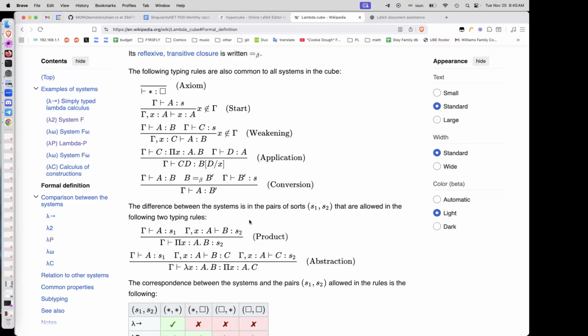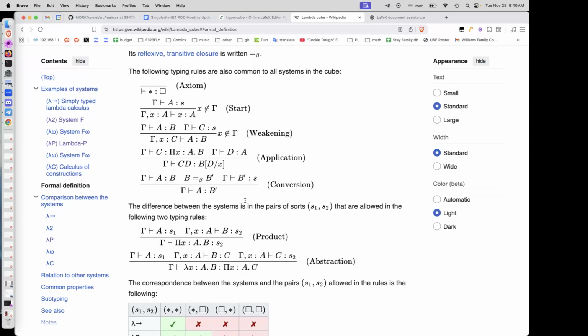Now, there's a concept called the pure type system where you can add more layers and more different levels of kind, but this is the prototypical one.